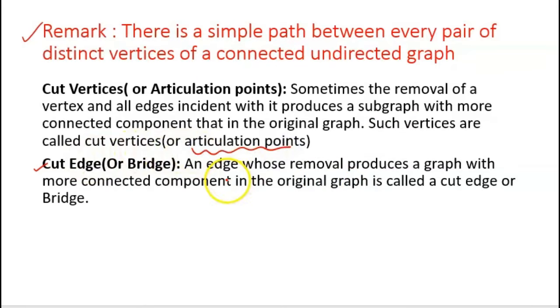articulation points. And the same thing for a cut edge. What is a cut edge or bridge? An edge whose removal produces a graph with more connected components than in the original graph is called a cut edge or bridge. So let us understand it through some examples.